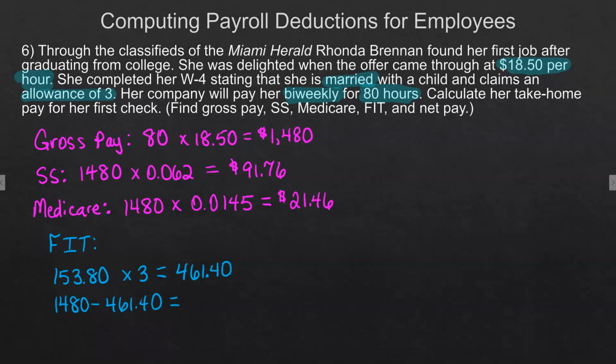And we get $1,018.60, right? Don't have a very good decimal point there. Well, it shows up okay. Okay, so then when we go to the chart, we're going to go to the biweekly married side.